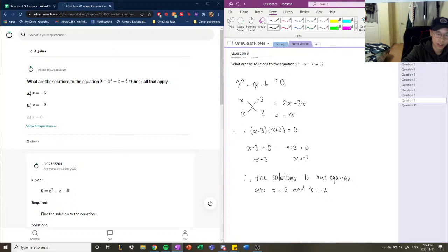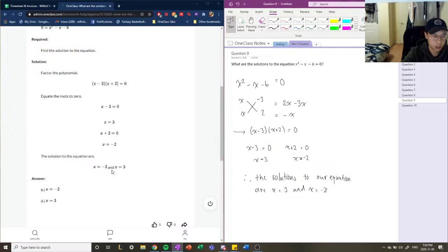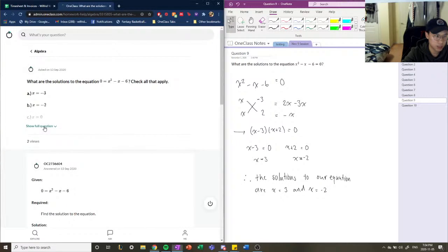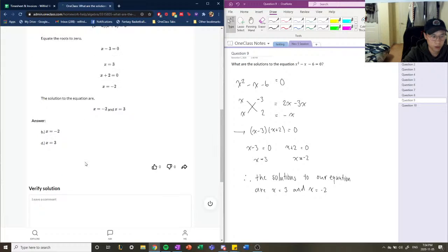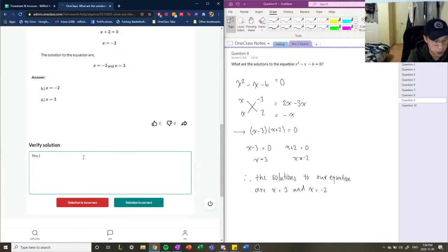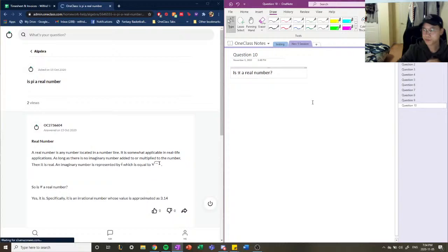Okay, so let's see if the junior tutor has the same solution. So yep, there's the same solution here, and because it's multiple choice, he picked A and B. And he also factored it, but he didn't show the cross multiplication, but the factoring is also correct. So this is a good solution. Nice job.